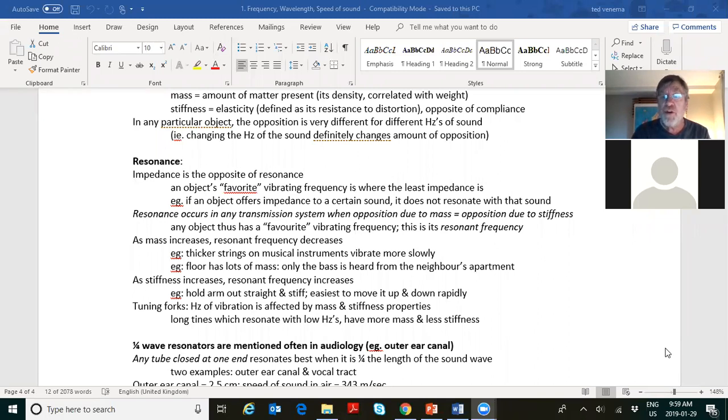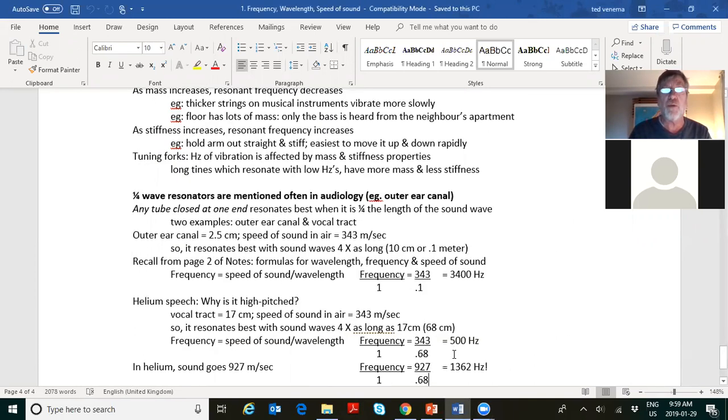Now we're moving to another section, and this has lots to do with what we just talked about, but it also deals a lot with what you covered in anatomy last week. At the end of the anatomy Zoom session in 120, we talked about quarter wave resonators. So we're talking about resonance, so let's talk about resonators, okay?